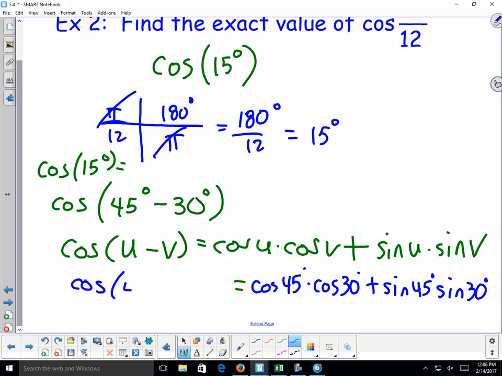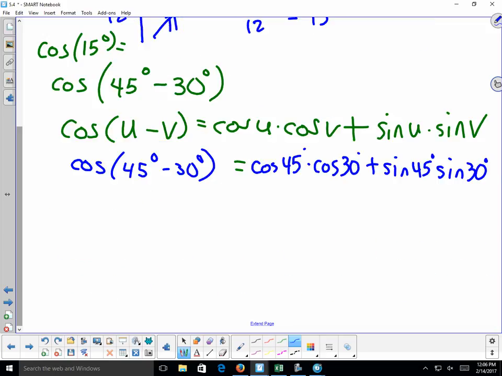So cosine of 45 degrees minus 30 degrees. Are we okay with this? All right, filling in our values here, Gracie, what do we get? What's the cosine of 45? So this is square root of 2 over 2. Now cosine is square root of 2 over 2, right? Just square root of 2 over 2. Then cosine of 30? Square root of 3 over 2.